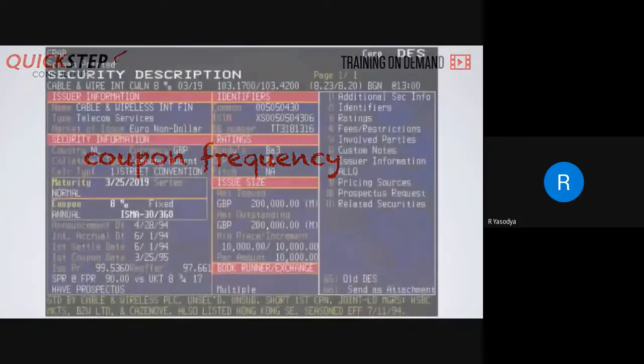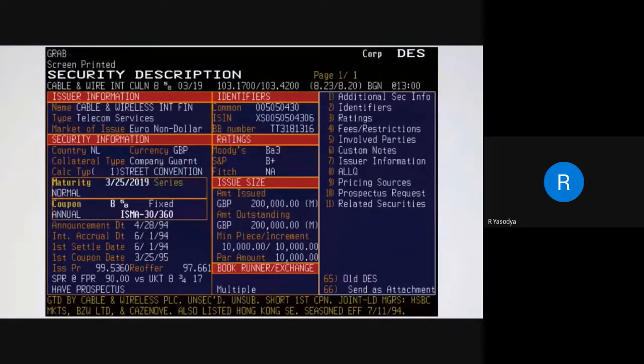Let's see how some of the information on our Cable and Wireless bond is presented on Bloomberg. The DES function on Bloomberg gives a detailed description of a particular bond. Here we can see, amongst other things, the issuer, the maturity date, the principal amount, the coupon rate, and the coupon frequency.